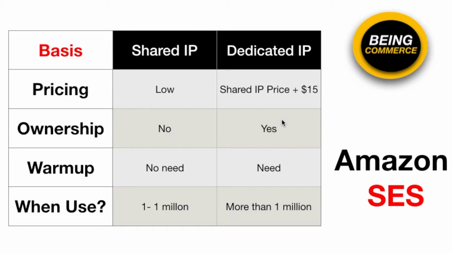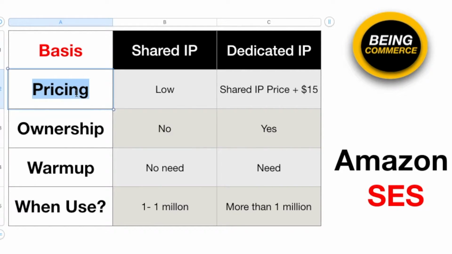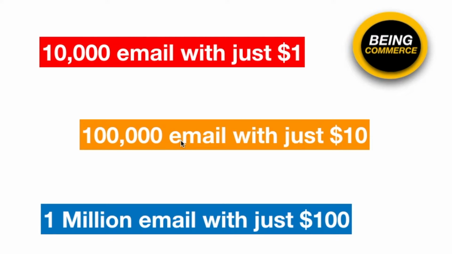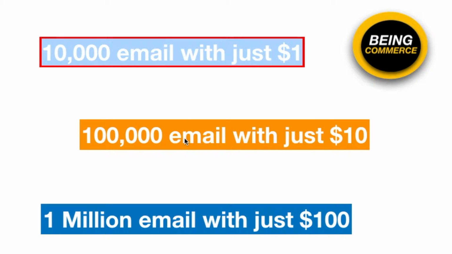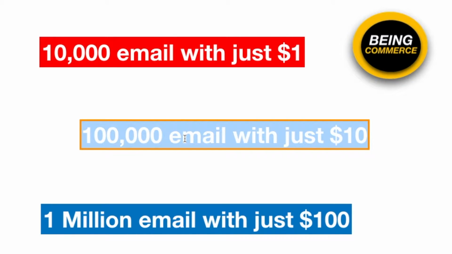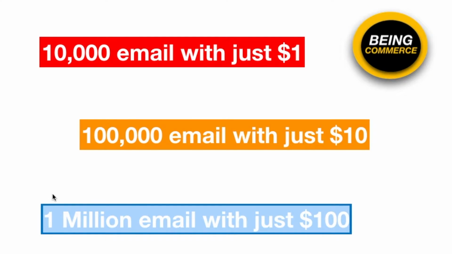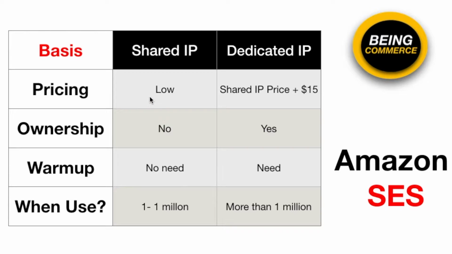So now guys, let's start with shared IP and dedicated IP. If you want Amazon SES shared IP, it will cost you very little. As I told you in my earlier video, I have also put the link in the description box where I talked about Amazon pricing. For 10,000 emails, it will cost just $1. 100,000 emails will cost you $10. 1 million emails will cost you $100. So it is very little.